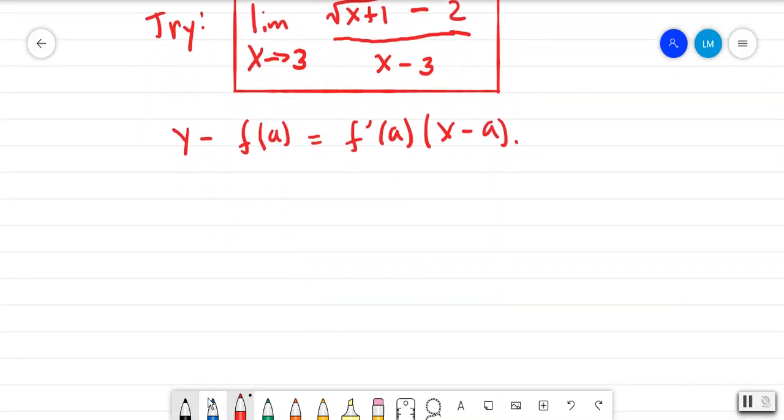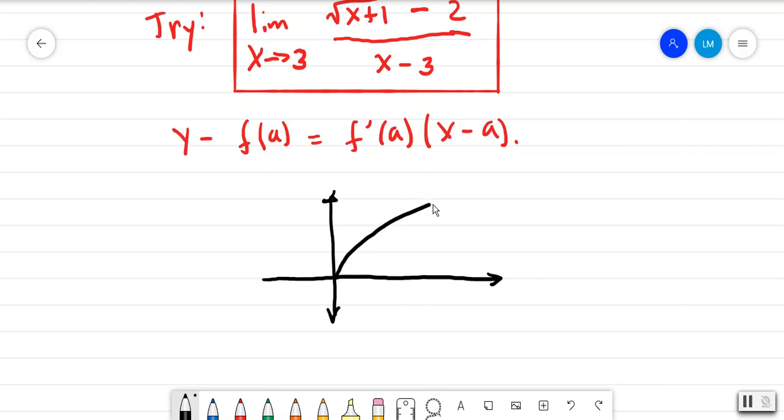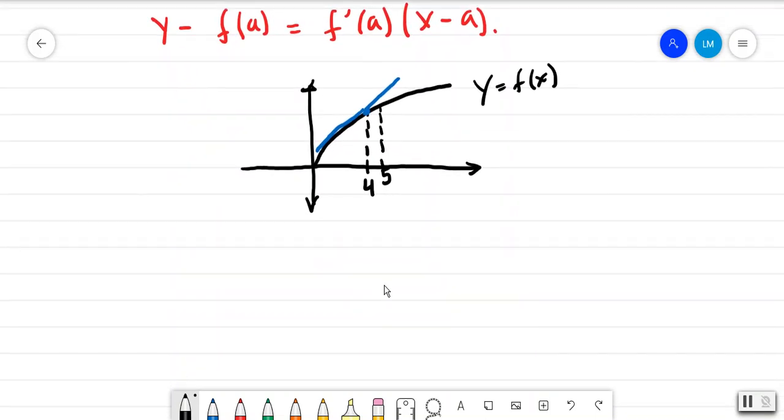Well, it gives us an idea of how we can estimate things, such as if we have the square root function and we're going to try to estimate root 5. Well, root 5 I don't know, but I do know root 4. So say that's 5, and there's a tangent that lies right here. Let's just imagine that that's the function y equals f of x, and in this case I would try to estimate how I can get the square root of 5.